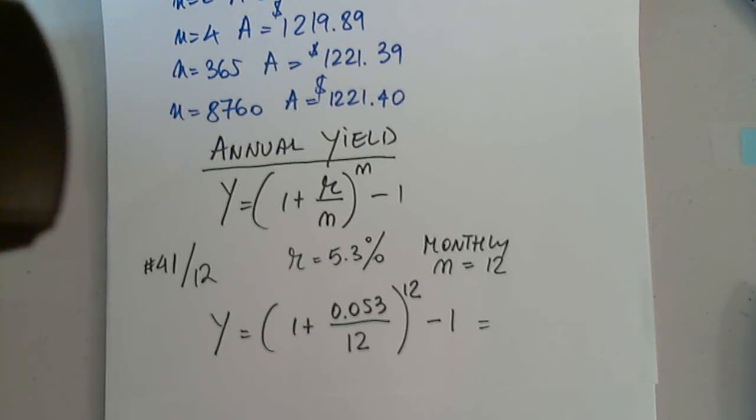Parentheses, don't forget. 1 plus 0.053 divided by 12. Close the parenthesis. I'm sorry. Okay, parenthesis. 1 plus 0.053 divided by 12. Close the parenthesis.